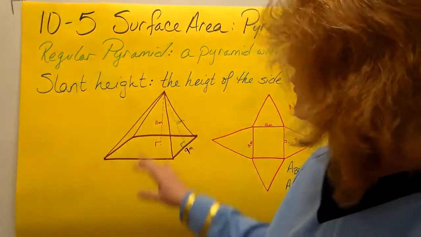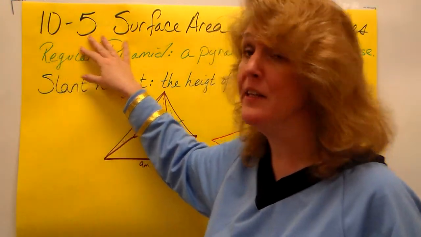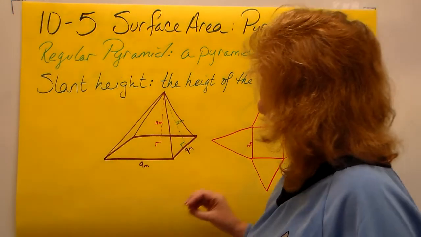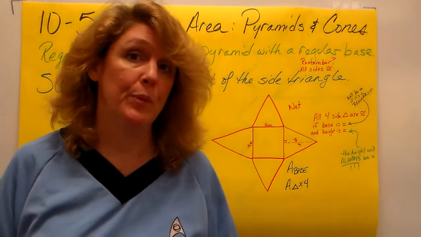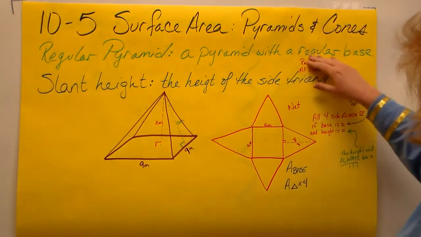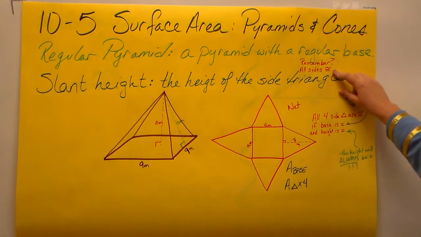Okay, so here's our last day of surface area. This is 10-5, the surface area of pyramids and cones. Now, a regular pyramid, one of our vocabulary words, is a pyramid with a regular base. Do you remember what regular means? It means all sides are congruent.